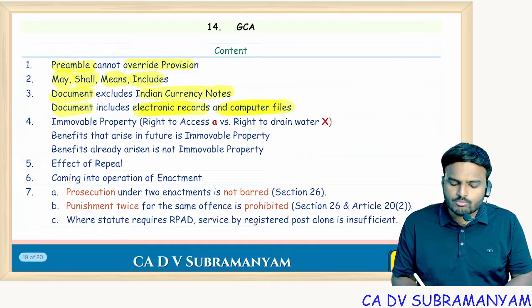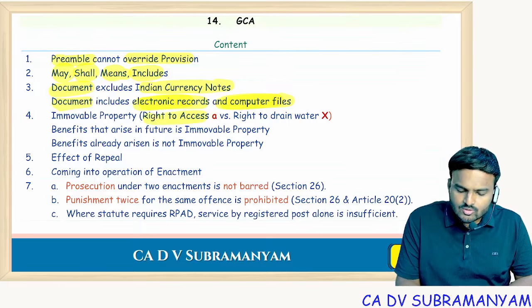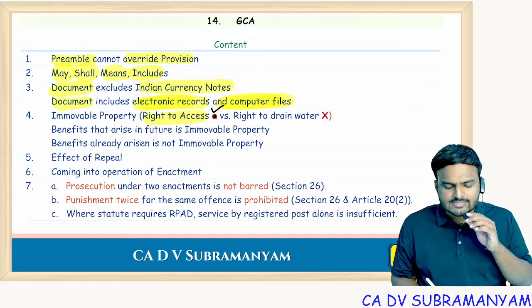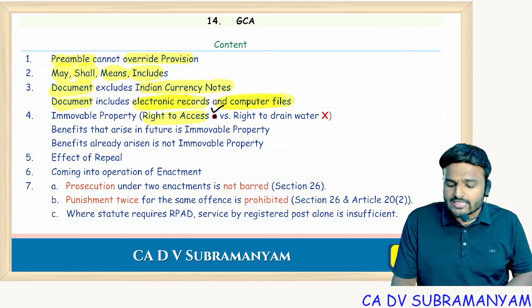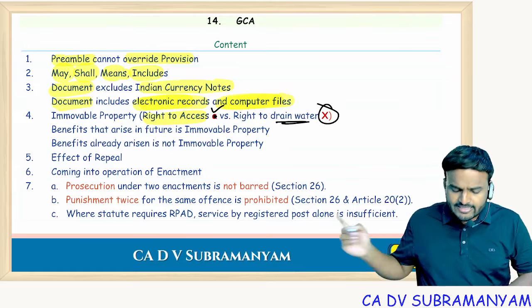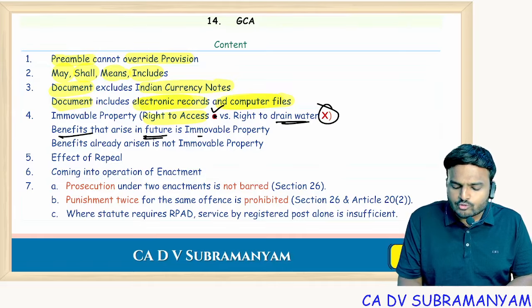Next one, immovable property. Right to access. A means here, the printing error. This is tick mark. Right to access is an immovable property, whereas right to drain water is not an immovable property. Recent attempt only you have seen it. Benefits that arise in future is an immovable property.